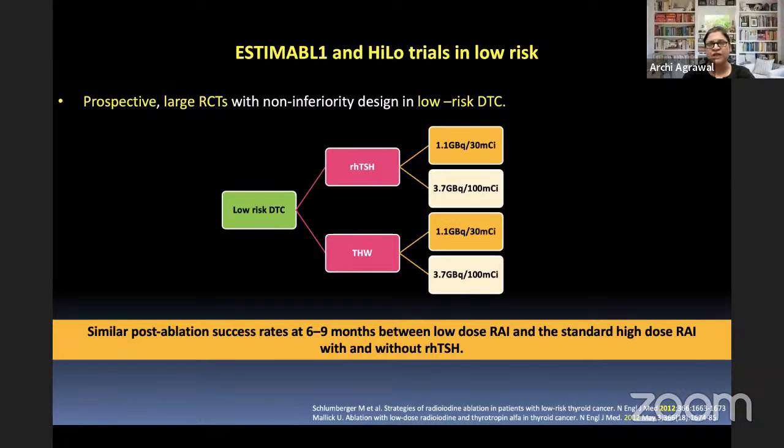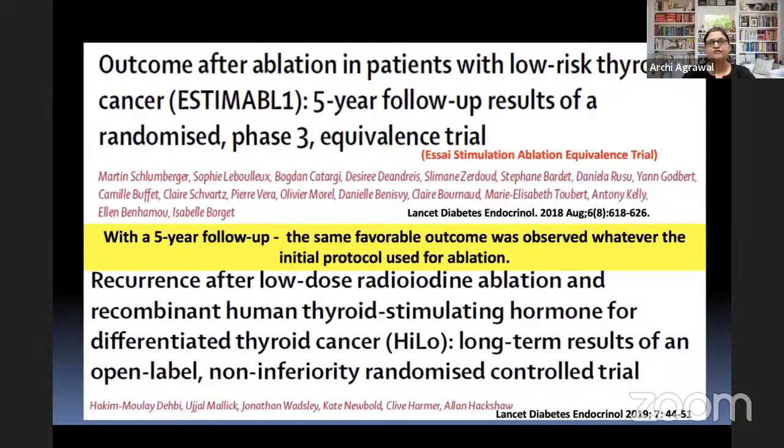So these 2 studies showed that there was no need to treat a low-risk patient with 100 millicuries, whereas they could just be treated with 30 millicuries of low-dose radioactive iodine. Now, they also showed outcomes post 5-year follow-up, and in both these studies, both ESTIMABL1 and HiLo, they showed that in this 5-year follow-up, the same favorable outcome was observed, whatever the initial protocol used for ablation. So whether 30 millicuries, 100 millicuries, or thyroid hormone withdrawal was used for the preparation, or recombinant TSH, the 5-year follow-up was also very similar in both these studies.